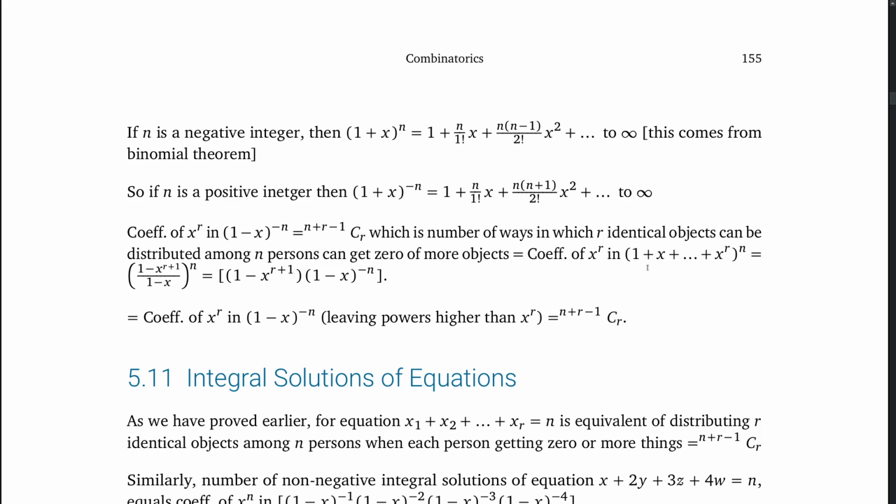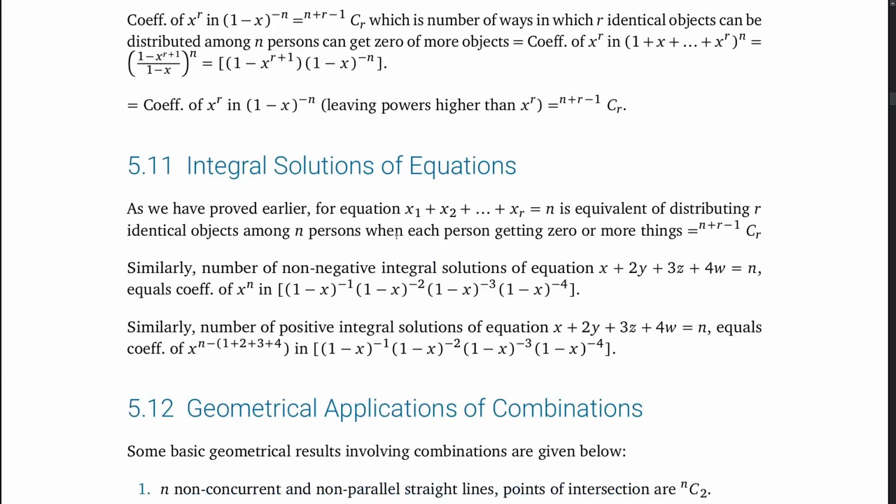The coefficient of x^r in this expression, (1 - x^(r+1)) / (1 - x) whole to the power n, is equal to (1 - x^(r+1))^n into (1 - x)^(-n). So this coefficient is equal to (n + r - 1)Cr.